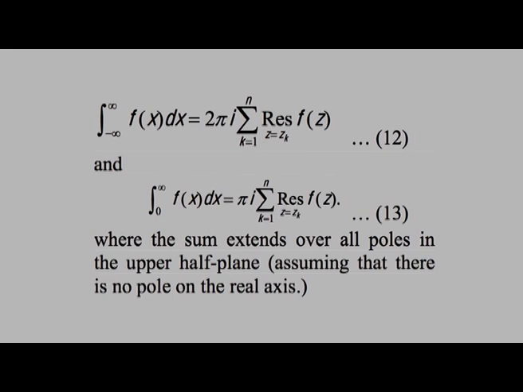Equation number 12. And integral 0 to infinity f x dx is equal to pi I times sigma k varies from 1 to n residue of f z at z is equal to zk. Equation number 13. Where the sum extends over all poles in the upper half plane, assuming that there is no pole on the real axis.